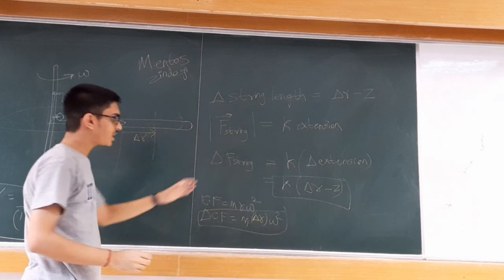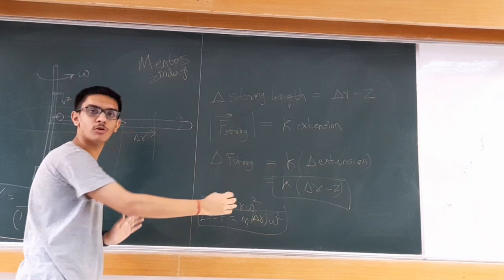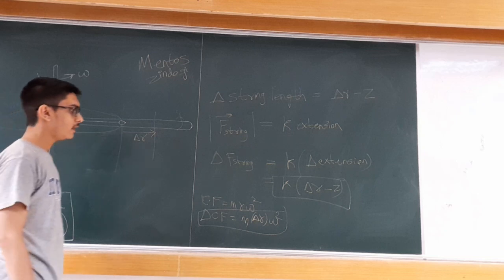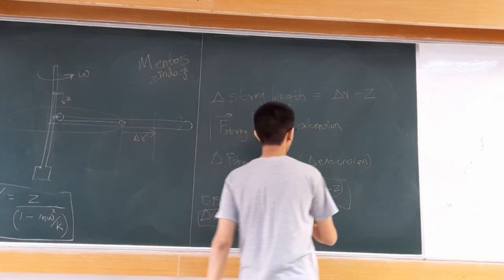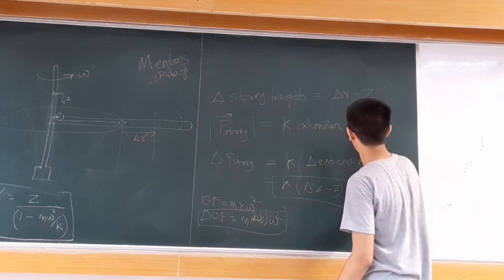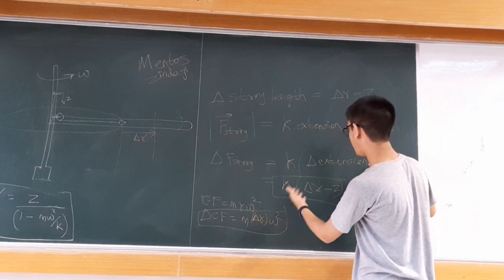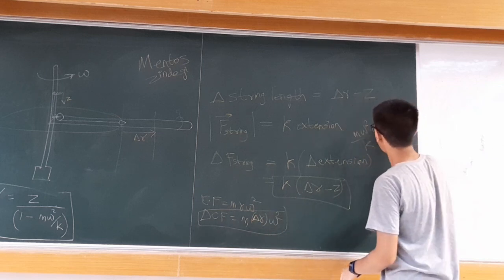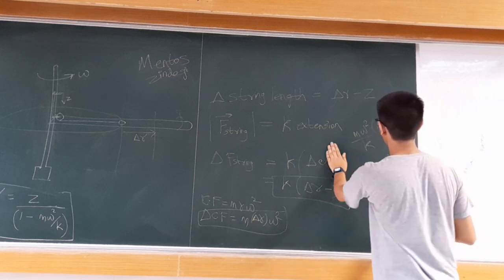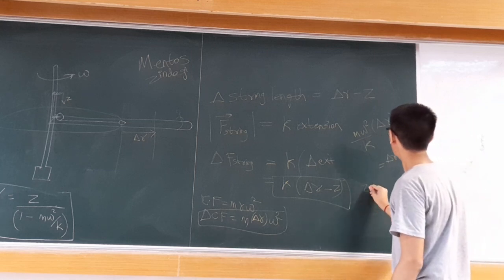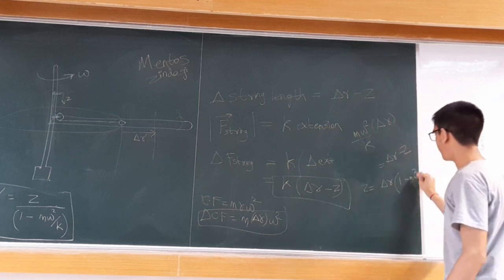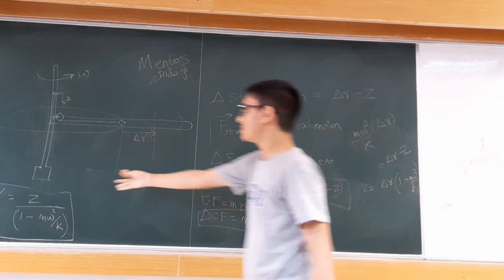Both are positive. So the string force increased, the centrifugal force also increased, and both must be equal. Initially both were the same, finally also both must be the same, only then will the system stay in equilibrium. I can very well equate: m omega square divided by k times delta r is equal to delta r minus z. Just ignoring some of the steps, z is equal to delta r times 1 minus m omega square by k. That's the same answer which we got here.